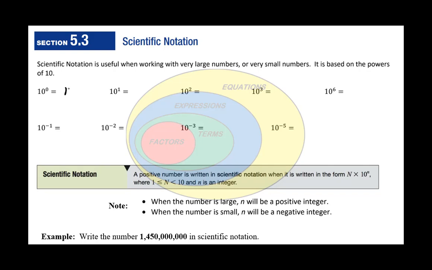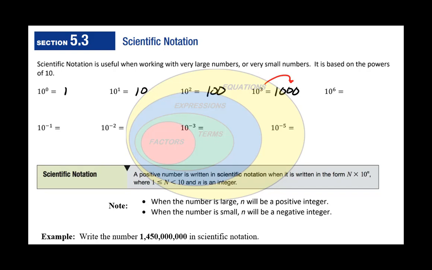Anything to the 0 power is 1. 10 to the first is 10. 10 squared, 10 times 10, is 100. 10 cubed was 100 times 10, or 1,000. And notice these are just our decimal places. And also the exponent is actually the number of zeros, or the number of decimal places after 1.